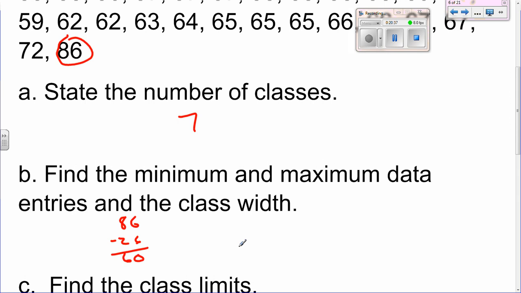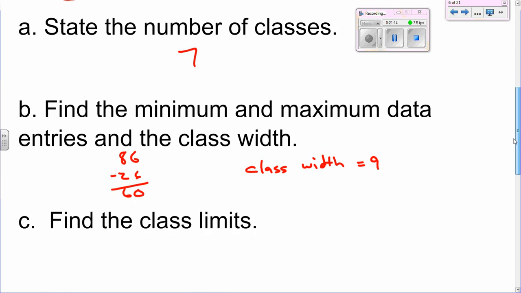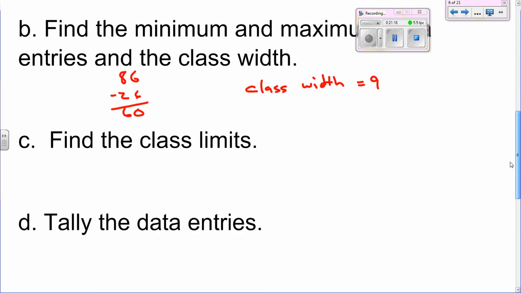Now, it says that you can do the next convenient number. So you could make that 9 for your class width. You could also just round it up to 10. The only difference is it's going to mess up your data a little bit. So I'll do a class width of 9. And find the class limits.